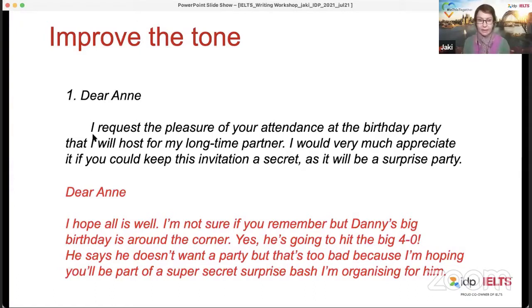Yeah, and notice this: I'm, Danny's, he's. In the informal letter, we call it contractions like this. It's fine because it sounds like someone's talking. In some ways, the informal letter is a bit harder because would we really write a letter? No, right? We'd send a WhatsApp message.